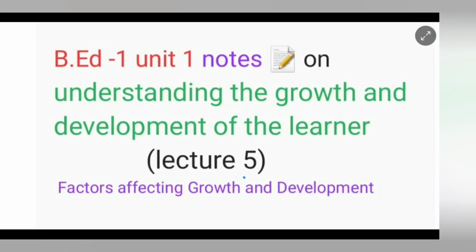So this is for B.Ed unit notes. Unit 1 notes on understanding the growth and development of the learner, lecture 5, and today's topic will be factors affecting growth and development. Okay, next topic will be relation between development and learning. That also let me give you all.